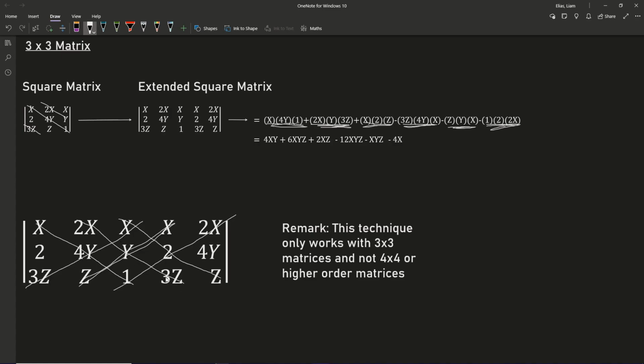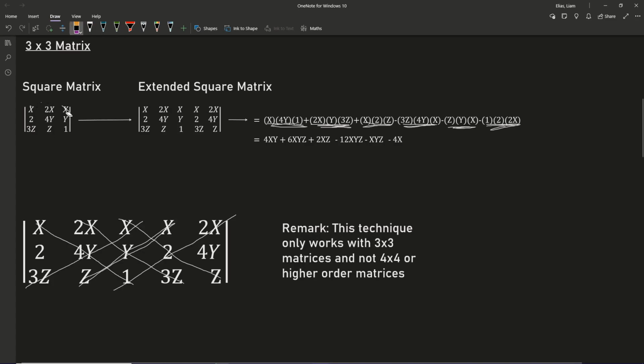And you can see that's exactly what happens here, right? 2x times y times 3z. Then when we get to the x, we go down, we immediately hit the end, so we wrap around to the 2 and the z. And you can see that's what's happening here, x times 2 times z. And it works the same way going the other direction.